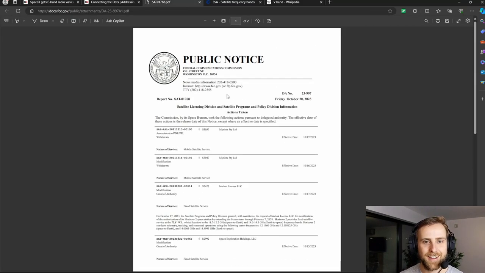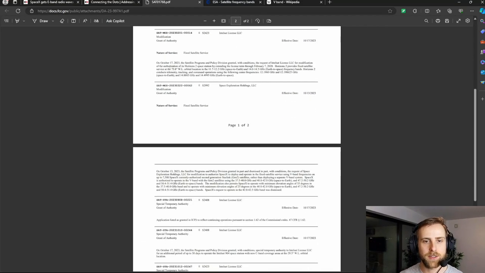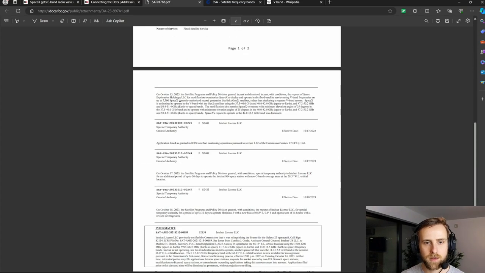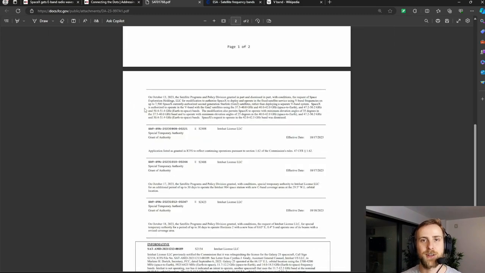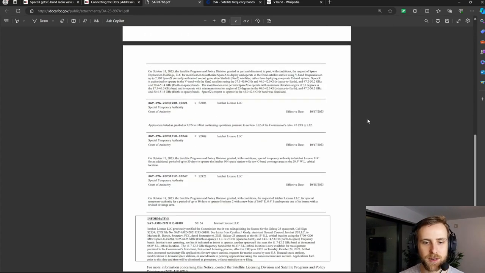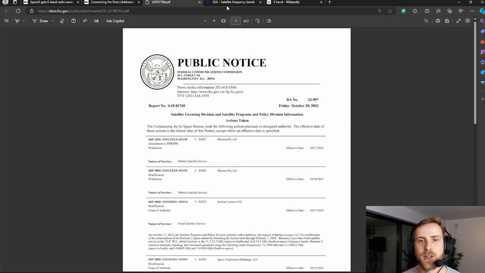Here is a public notice. So this is from the FCC talking about how the Satellite Programs and Policies Division granted SpaceX the ability to deploy and operate in the fixed satellite service using V-band frequencies on up to 7,500 SpaceX currently authorized second-generation Starlink satellites. So if you wanted to see what a professional or government-level document looks like for these companies, here you go. Thought that was kind of cool.